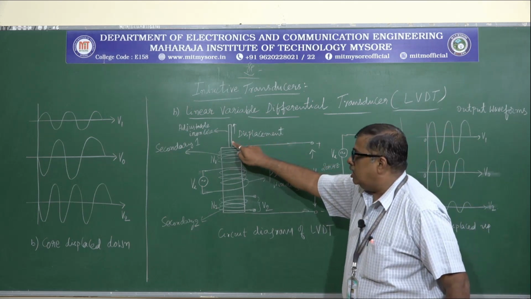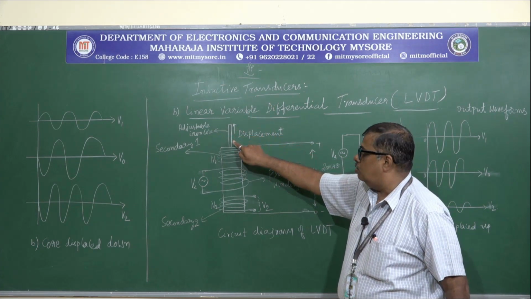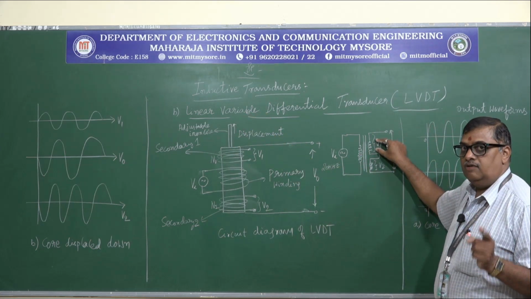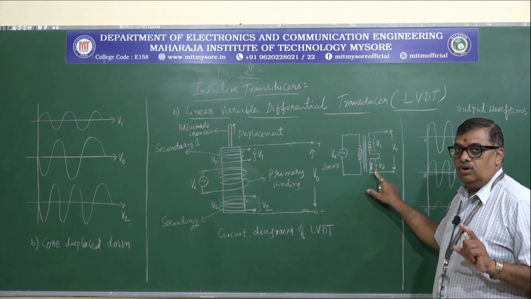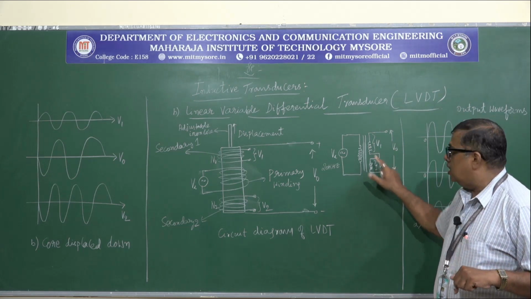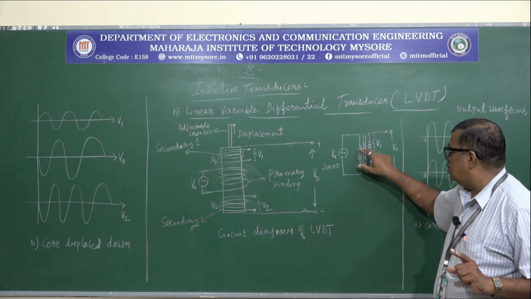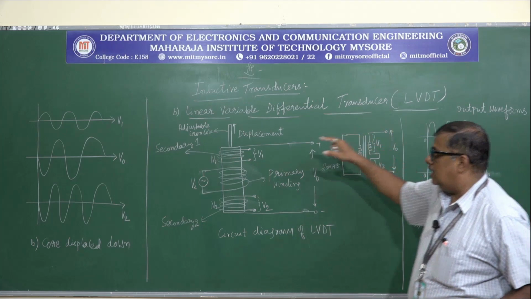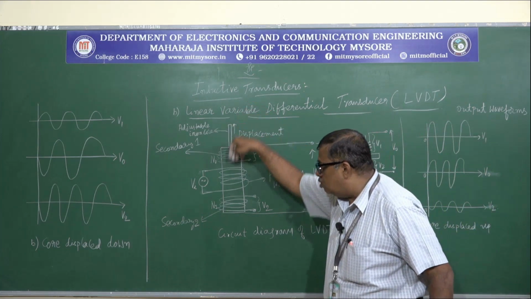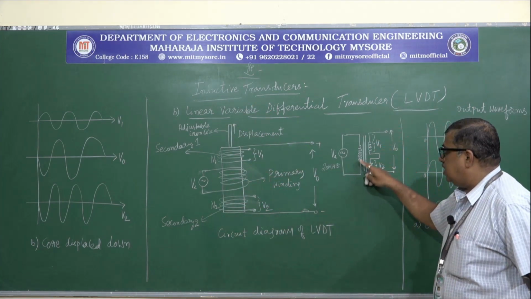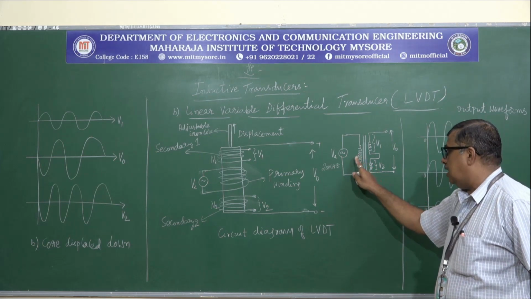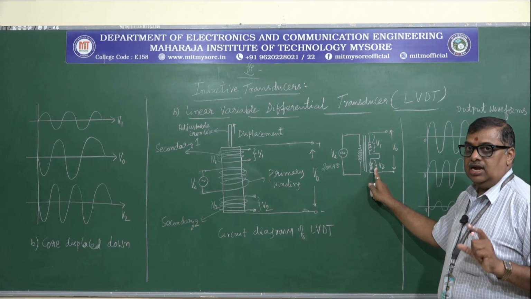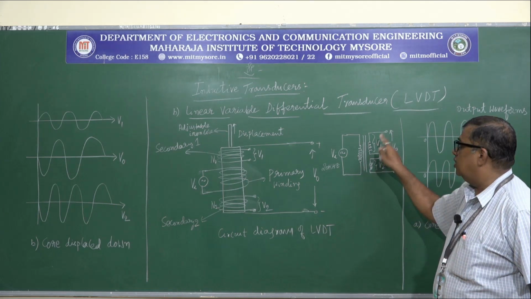Whenever the core is moved upwards, the voltage across secondary winding 1 will be high, whereas the voltage across the other one will be low, because more flux is introduced across the primary and secondary winding V1. Similarly, whenever the core is moved down, flux is introduced between the primary winding and secondary winding 2. Hence, the voltage across the secondary winding 2 will be high compared to V1.